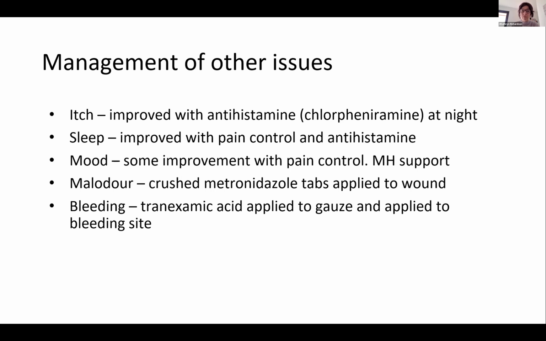And it really, in my experience, and it's supported by evidence as well, it really improves drastically the odor from the wound. And we shouldn't underestimate how much of an impact that has, positive impact that has for patients and families. And the bleeding that was occurring during dressing change, we were using tranexamic acid, and we applied that to gauze at the bleeding site at the time of dressing change as well, and that stopped the bleeding.